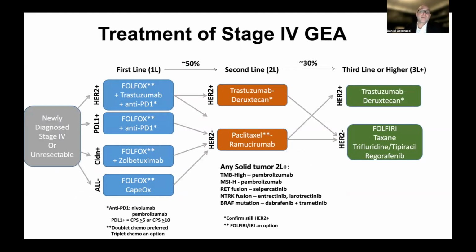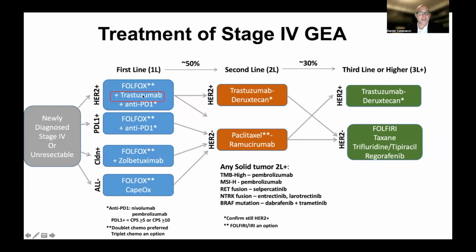So we talked mostly so far about the chemotherapy, the FOLFOX backbone, the FOLFIRI backbone, the paclitaxel, docetaxel. But now, what about the targeted therapies? How do we deal with side effects from the targeted therapies and the immunotherapy?